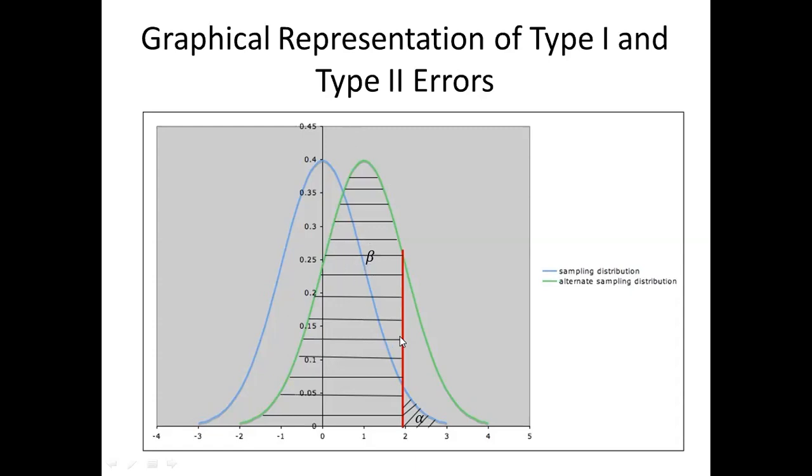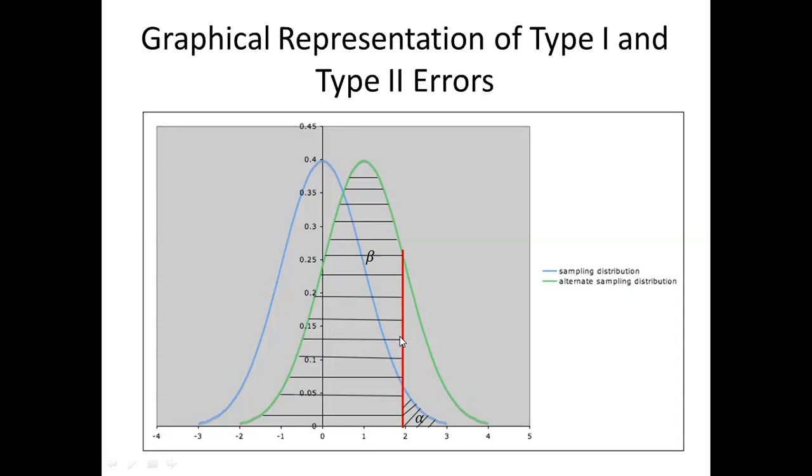And we can see that if we slide this vertical red bar on the right hand side, it will decrease alpha but increase beta. And if we slide this vertical bar on the left hand side, then it will increase alpha and decrease beta. So that is why we say that increasing alpha will decrease beta and vice versa.